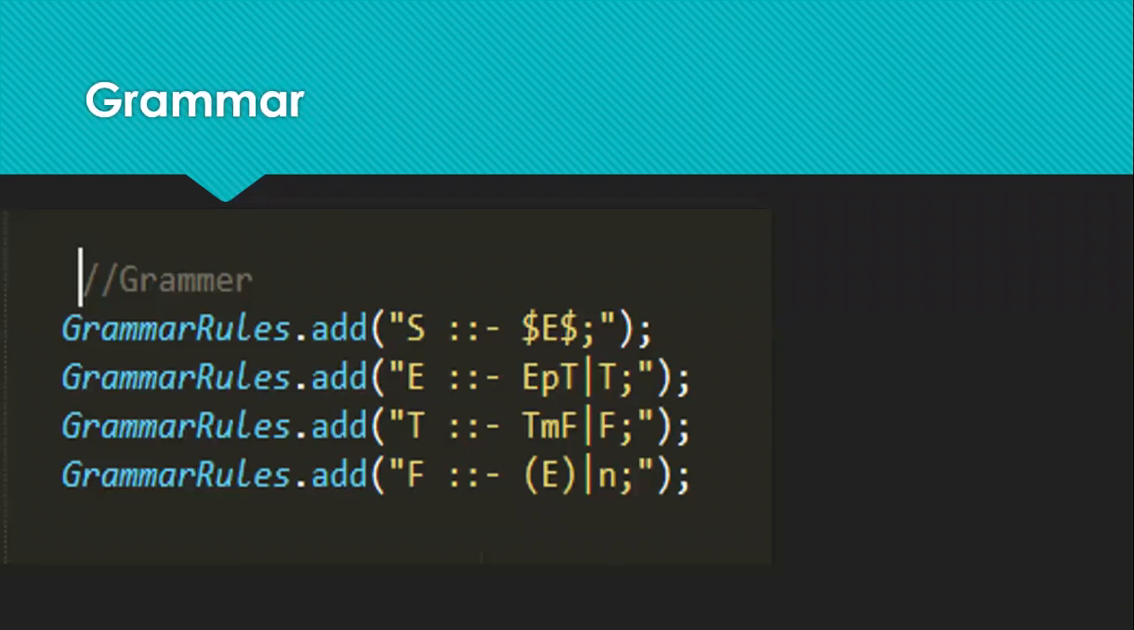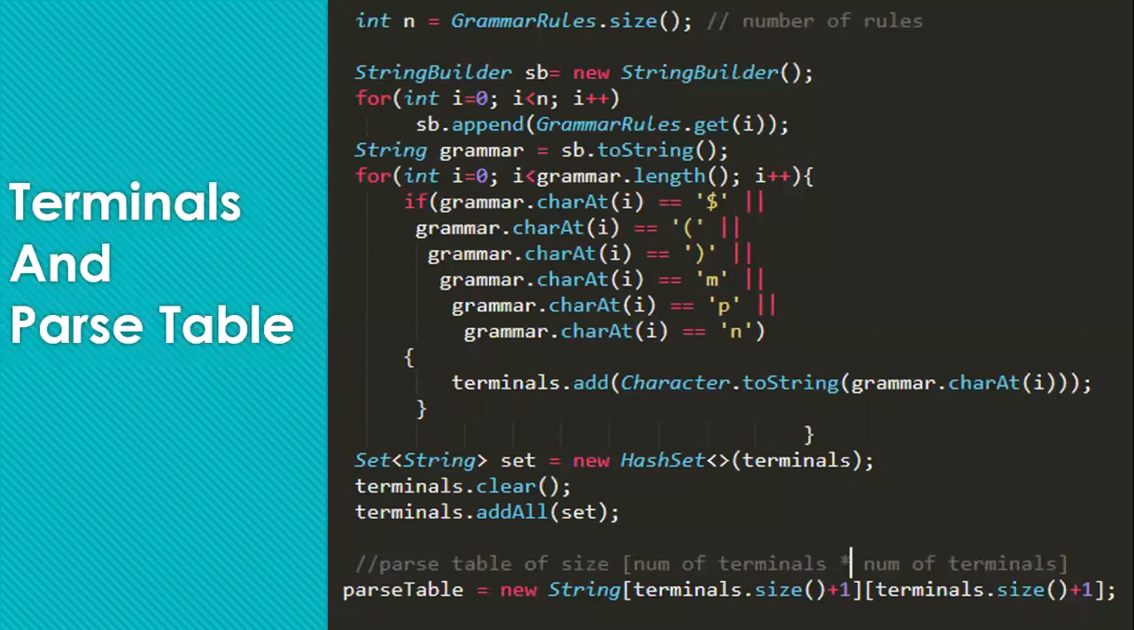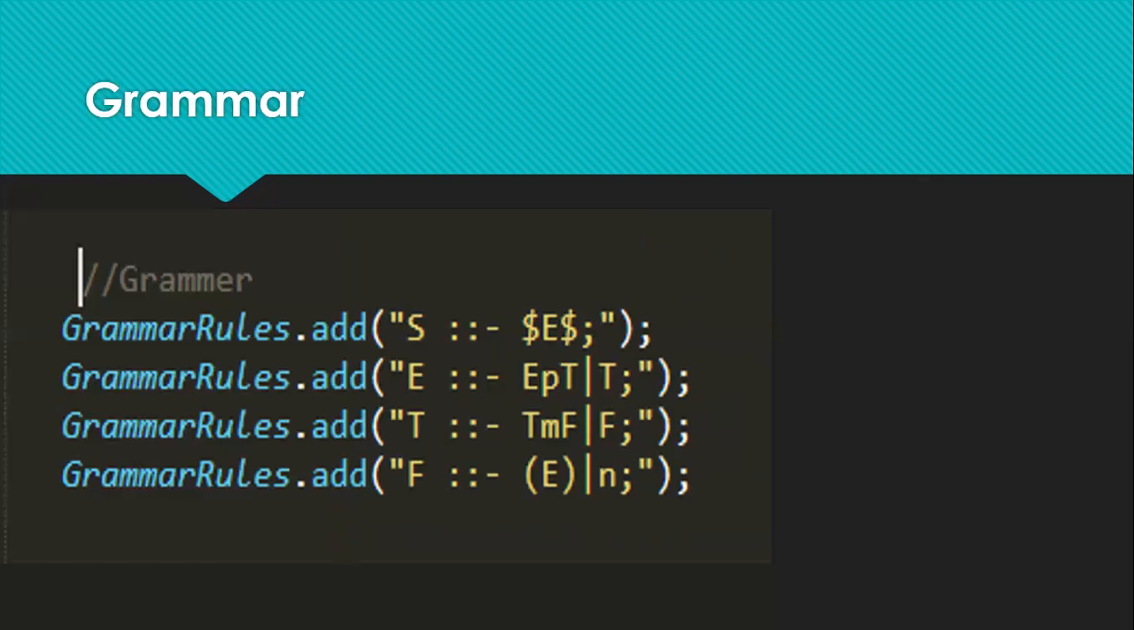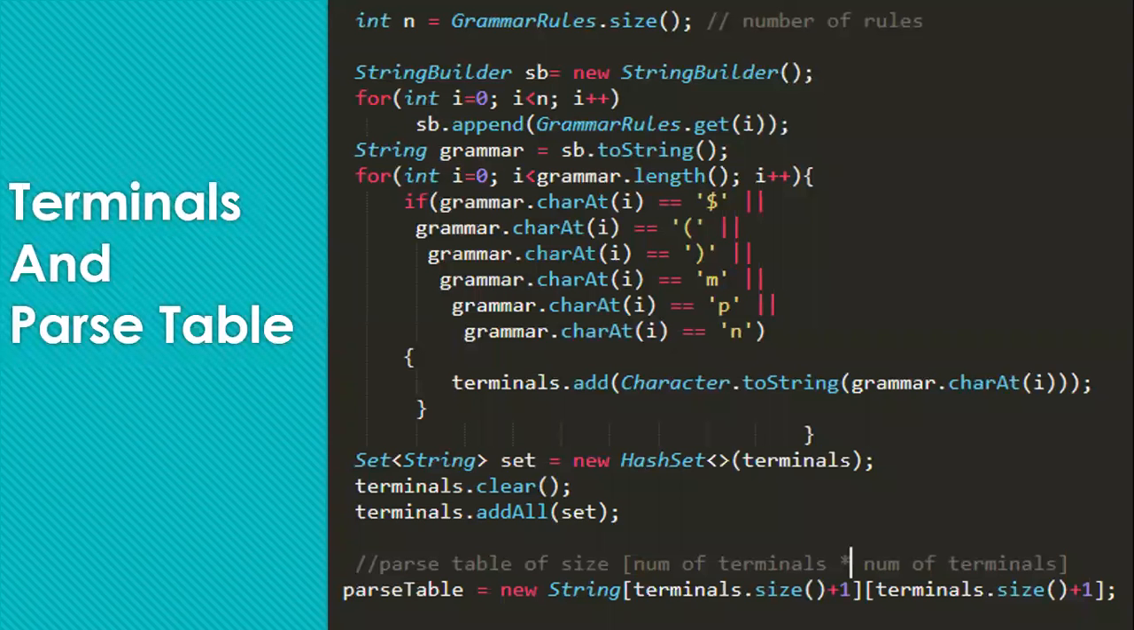So now let's go further and see what our grammar is, what the rules are and what it is doing. Talking about our grammar, as you can see, S produces E, E produces E P T or T, P for plus, T produces T M F or F, M for multiplication, and at last F produces E or N. So our grammar is simply adding or multiplying two terms, as you can see from the grammar rules.